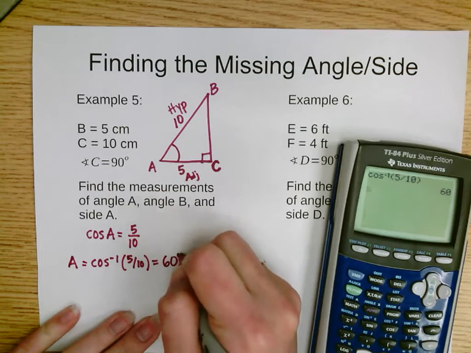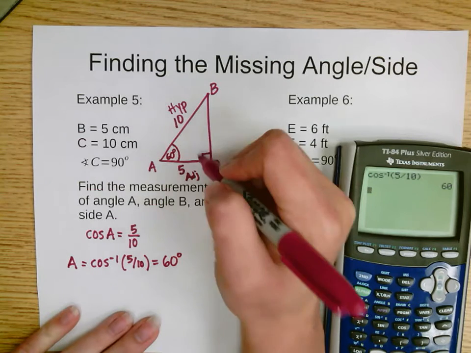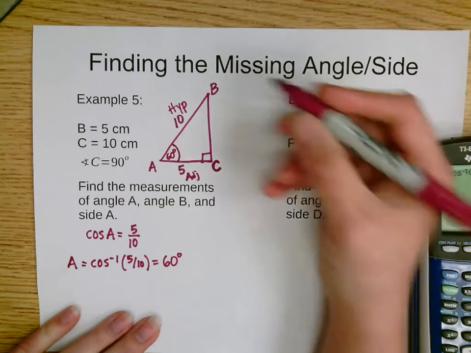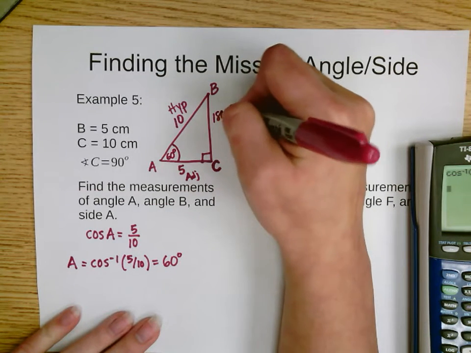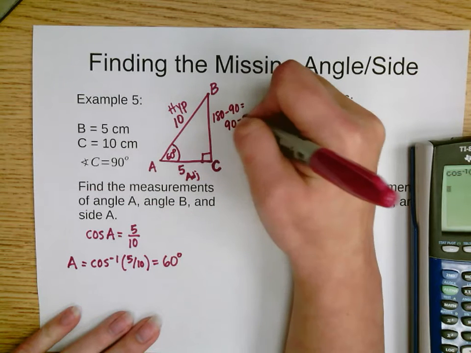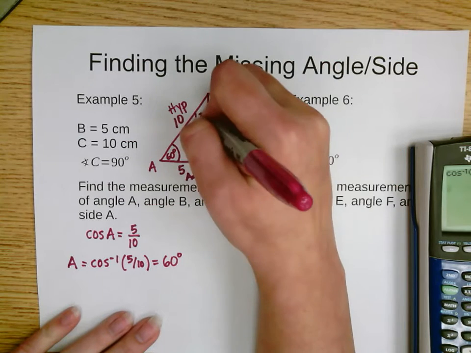Now, if I know angle A is 60 degrees, and I know angle C is 90 degrees, I can figure out angle B by doing some subtraction. In a triangle, I know there's 180 degrees, minus the 90 that I already have, leaves me 90 left. Subtract the 60 for angle A. That means angle B has to be 30 degrees.